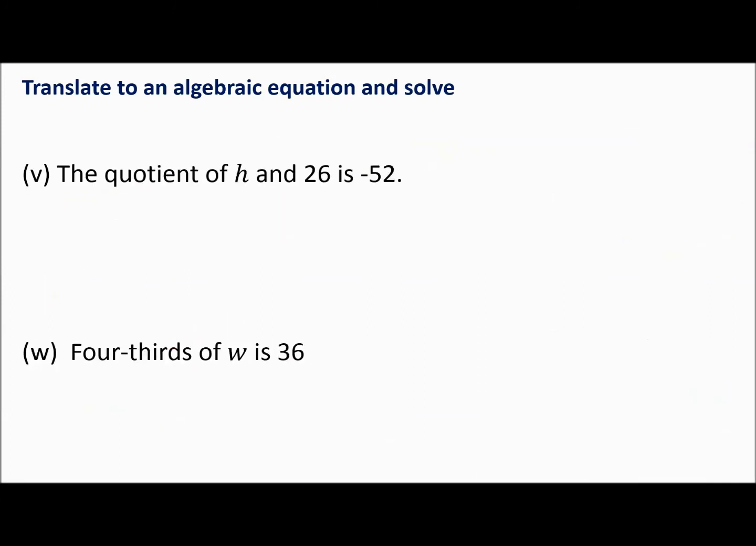So the quotient of h and 26 is negative 52. Now we know is equals. We know that part. What in the world is quotient? Quotient means to divide, right? What order? Well, exactly as it's written. So the quotient of h divided by, I'm going to use a fraction bar again, 26 is, which is equals, negative 52.